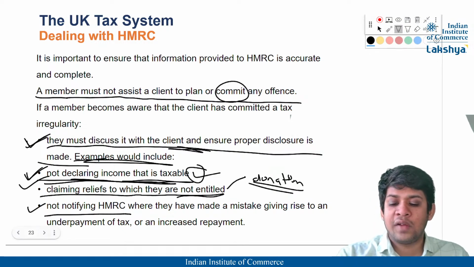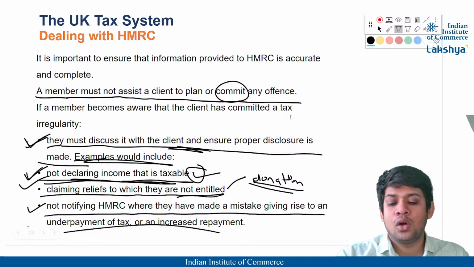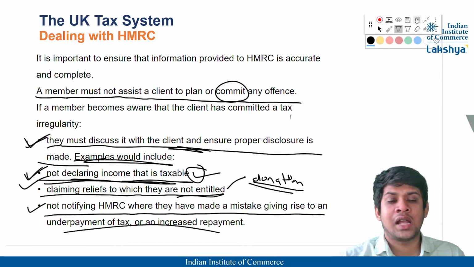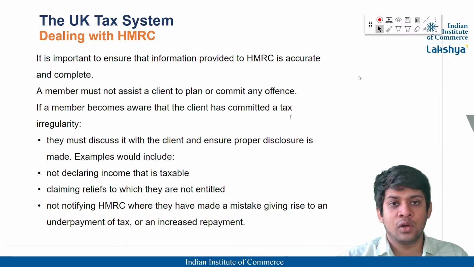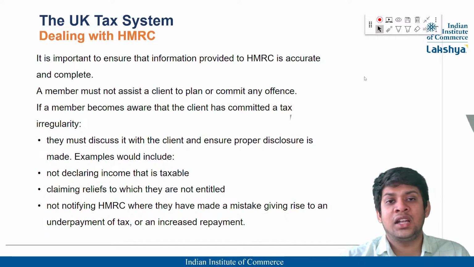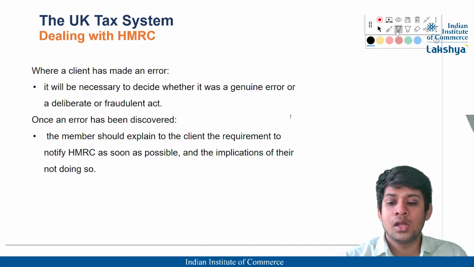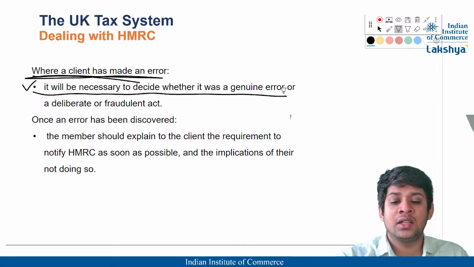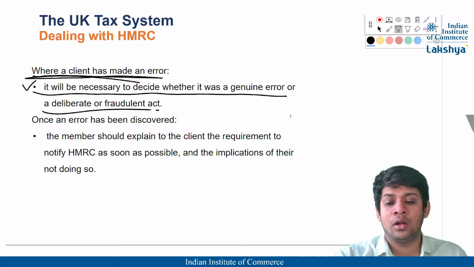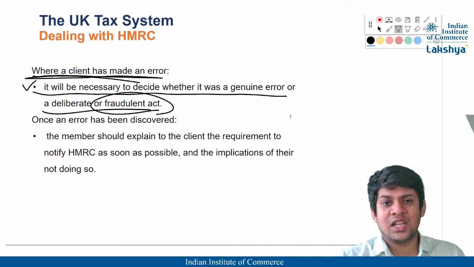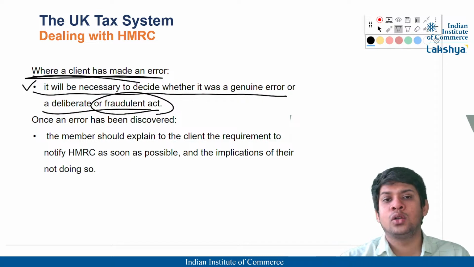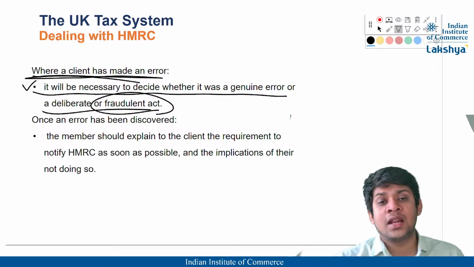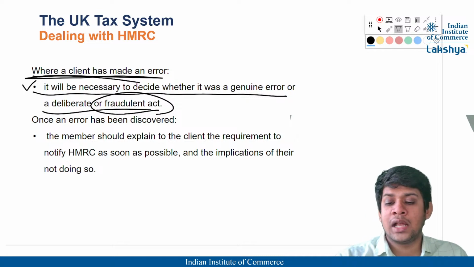Okay. Not notifying HMRC where they have made a mistake. Okay, if in case they have made a mistake while calculating the tax liability, I'm telling him that you have made a mistake, please notify HMRC. If in case you're not doing so, you will probably be penalized, or some sort of penalty would be charged on the same. Okay. So, where a client has made an error, it is necessary to decide whether it is a genuine error or a deliberate error, which is a fraudulent act. So, if it is a genuine error, it is by mistake, I should let the client know, and he will make the changes. If the client is deliberately doing it, then it is a fraudulent activity.